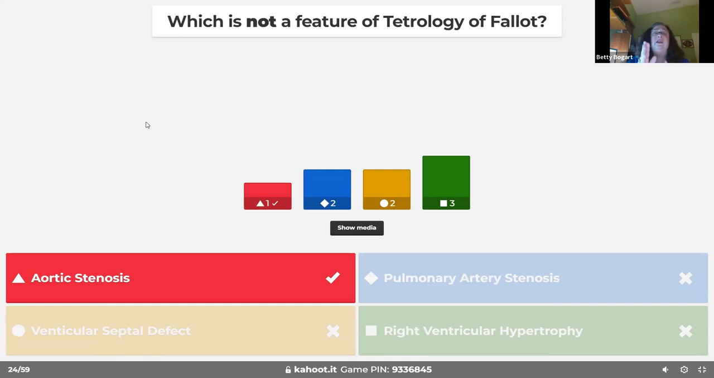With tetralogy, you're going to see pulmonary artery stenosis because that's where blood goes to the lungs. We're going to see that right ventricle. When that's closed off, blood doesn't go up, so it stretches that right ventricle. So it causes that ventricular hypertrophy. And then there's a hole between them. Another thing of the four parts is the aorta sort of moves over. So they call it an overriding aorta, but it's all about the right-sided heart.